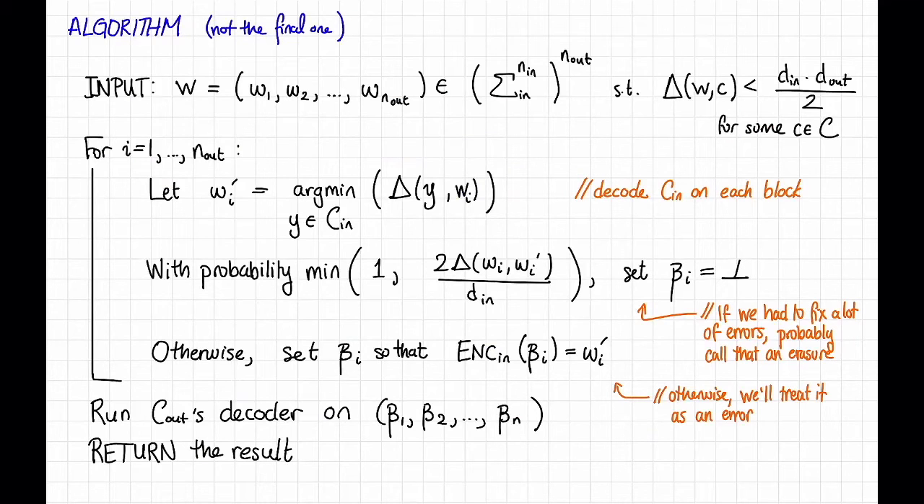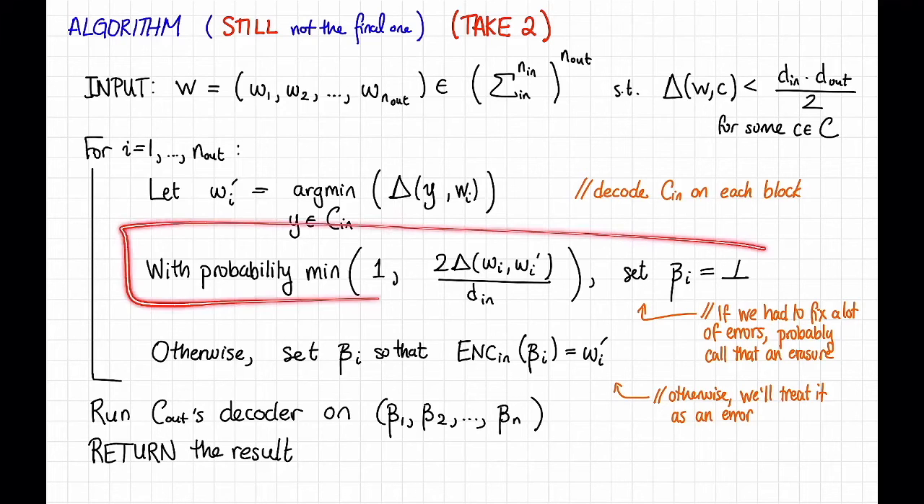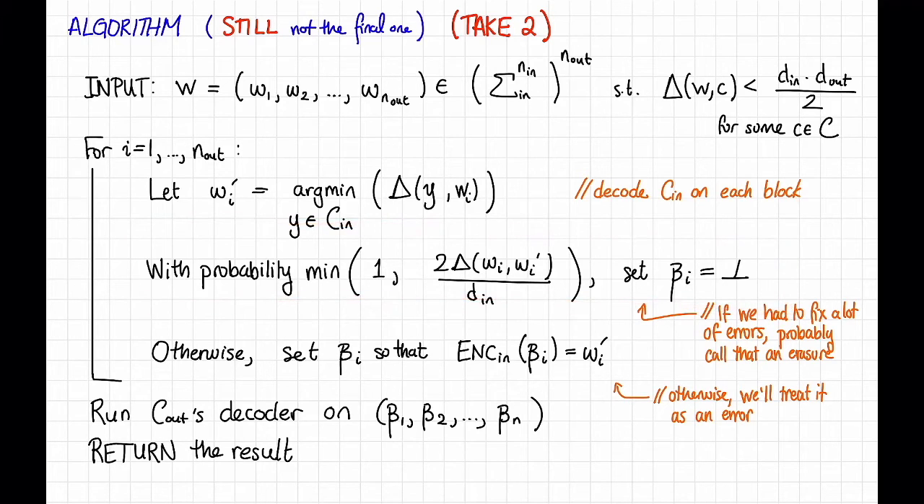To see how this works, let's return to this algorithm up here. We're going to make a few modifications. The first thing that we're going to do is reduce the amount of randomness in this algorithm. So where do we use randomness here? Right now we use randomness in this line. Every time we pick a beta i, we independently decide whether or not it's going to be an erasure, based on some probability that depends on that expression.